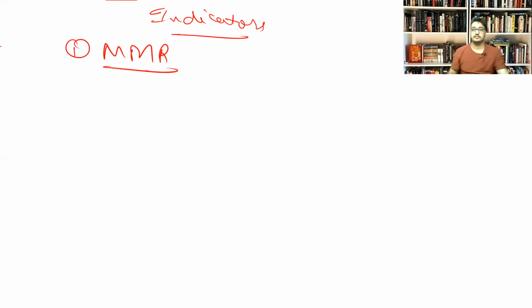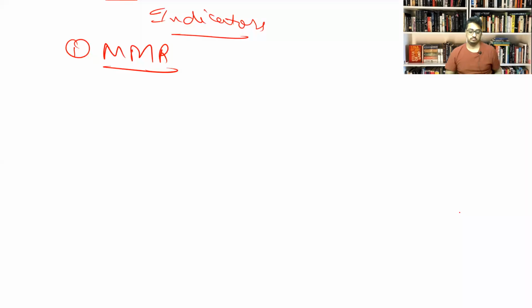Now let's see what indicators can be used to indicate MCH status of MCH care. First indicator is maternal mortality ratio. The indicators can be divided into maternal mortality indicators and child mortality indicators. So let's discuss the maternal mortality indicators. First is MMR, maternal mortality ratio.